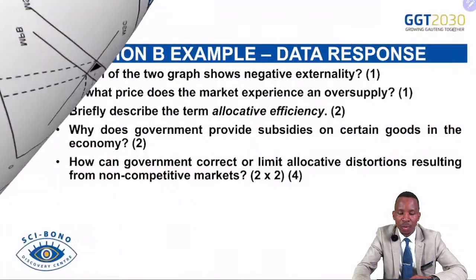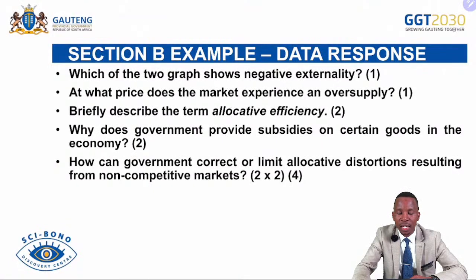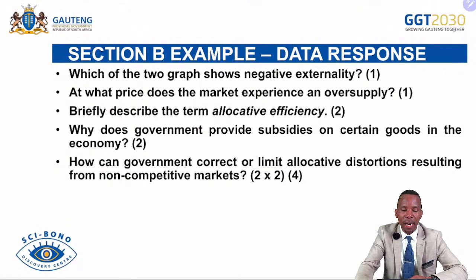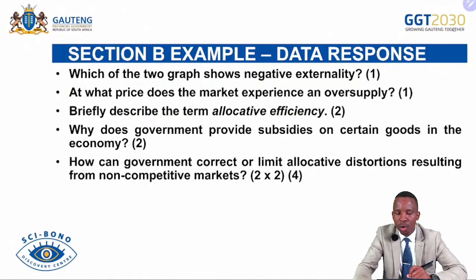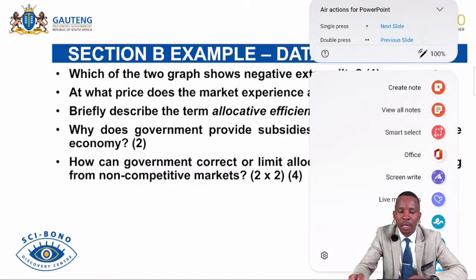So let's look at the questions here. Which of the two graphs shows negative externality? At what price does the market experience an oversupply? Briefly describe the concept of allocative efficiency. Why does the government provide subsidies on certain goods in the economy? How can the government correct or limit allocative distortions resulting from non-competitive markets? That is out of 10 marks. Remember, the data response will give you a total of 10 marks. We have the sequence 1, 1, 2, 2, and 4 to give you the 10 marks.